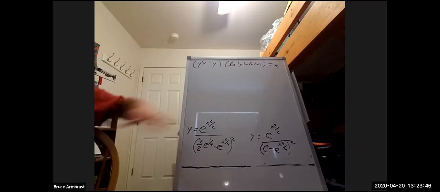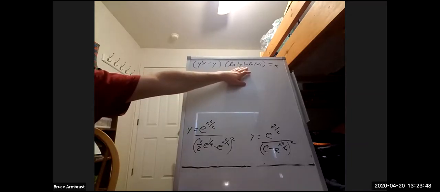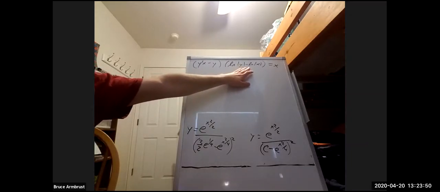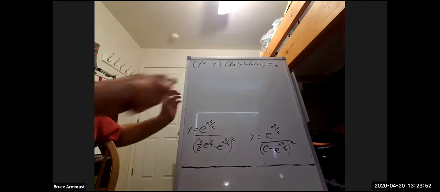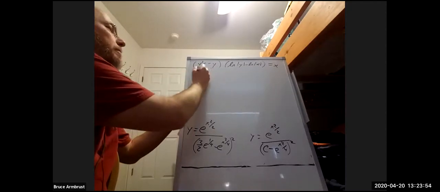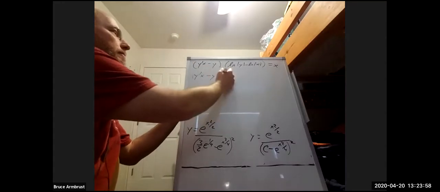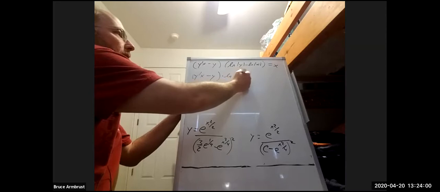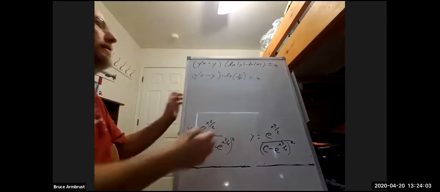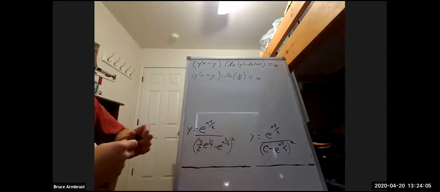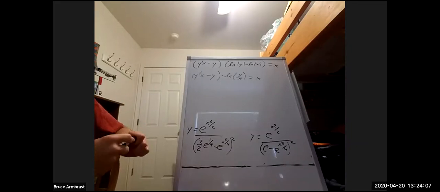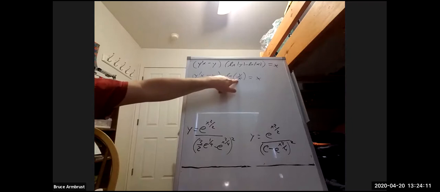So the first thing I would do is take care of this natural log stuff. Since I've got a log minus a log, I can combine that as a division. So we get y prime x minus y times the natural log of y over x equals x. And I definitely like that because I'm starting to get y over x.